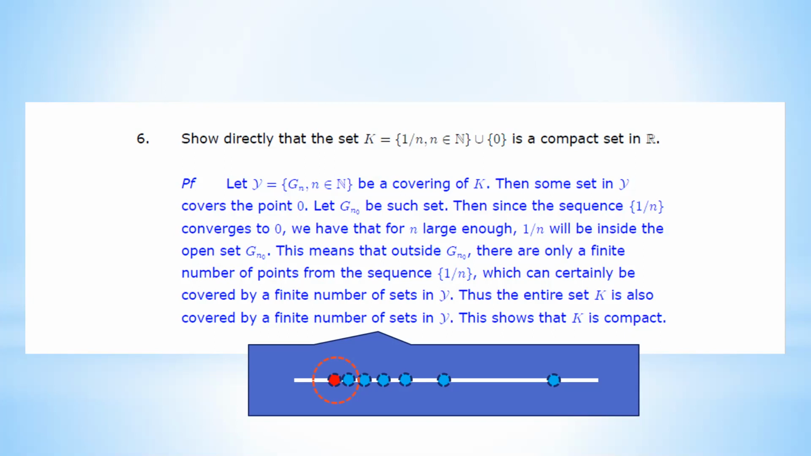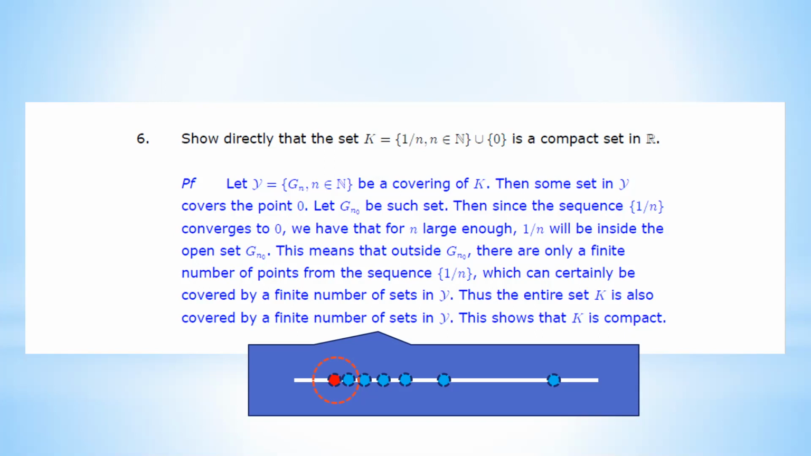Or you can use the Heine-Borel theorem. The Heine-Borel theorem requires you to prove that this set is a bounded set and it's a closed set. Now it is easy to see this is a bounded set. But it takes a little bit more argument to show that it is closed. So in this case, using the definition of the compact set is easier to prove this result.